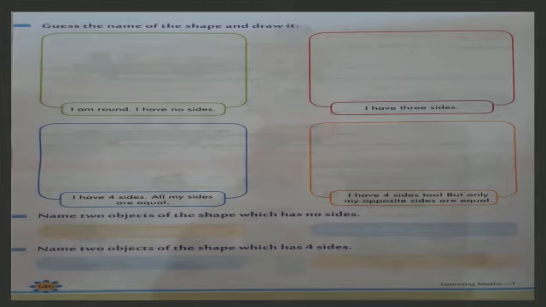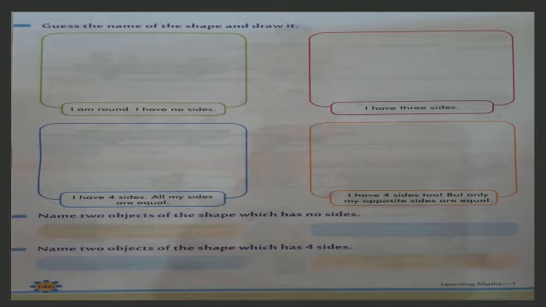Now see the second one. I have 3 sides. Guess, who am I? 3 sides means I am a triangle. Correct. So draw a triangle in the second box. Like that you have to do the third one and fourth one. Very good.